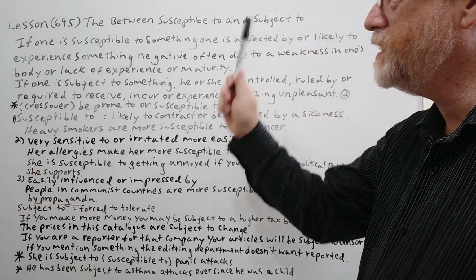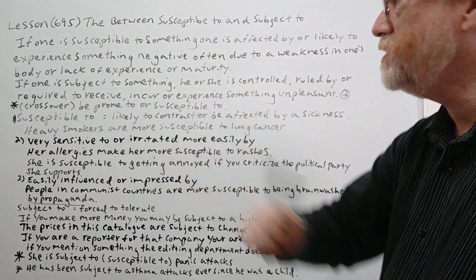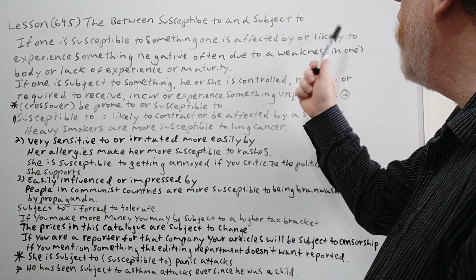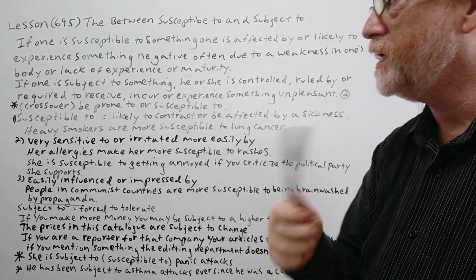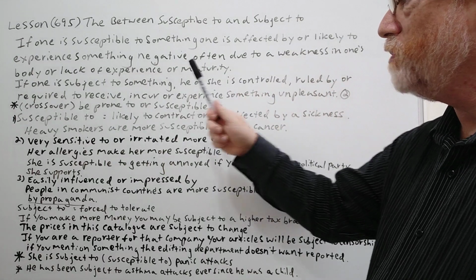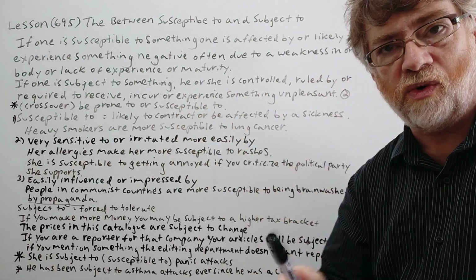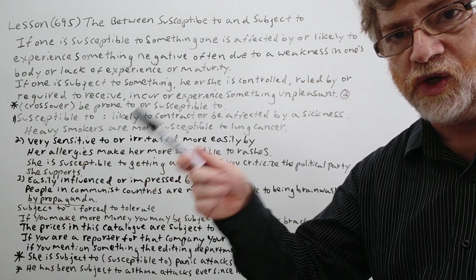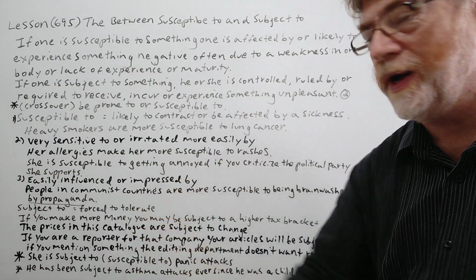All right, first, susceptible to. If one is susceptible to something, one is affected by or likely to experience something negative or usually unpleasant, often due to a weakness in one's body or lack of experience or maturity. So it might have something to do with you that makes you this way.